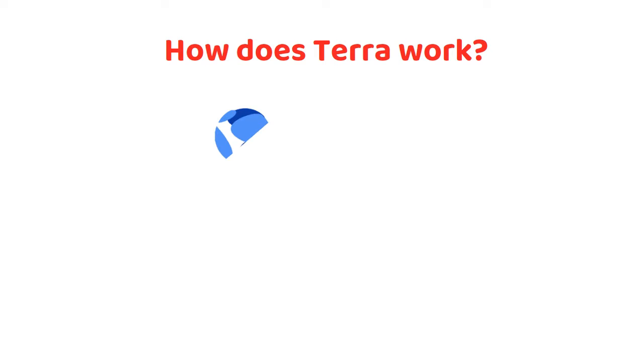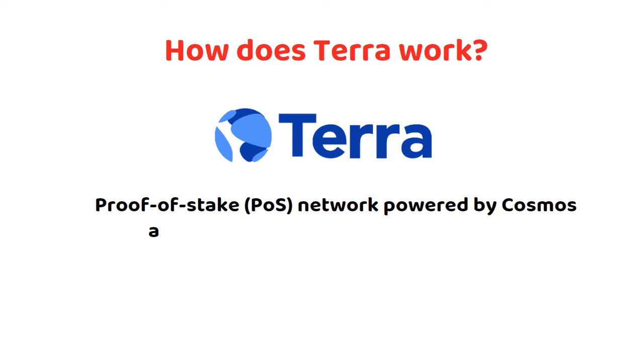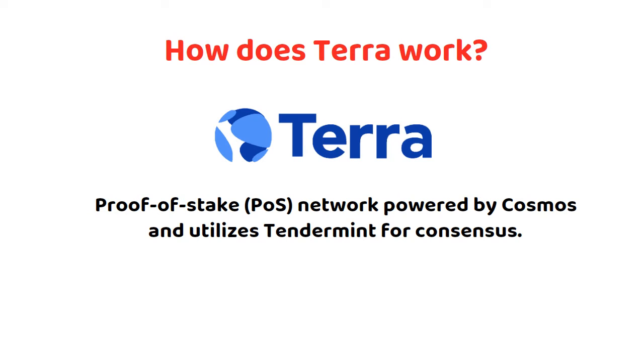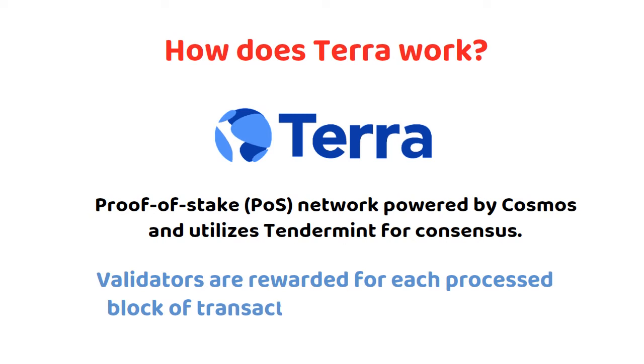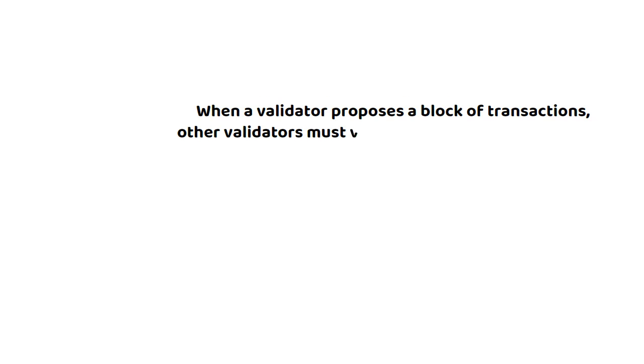Terra is a proof of stake, or POS, network powered by Cosmos and utilizes Tendermint for consensus. POS networks require validators, or users who run full nodes with the complete history of a blockchain, to process transactions. In doing so, validators are rewarded for each processed block of transactions via transaction fees. When a validator proposes a block of transactions, other validators must vote on it in a two-round process. If a block receives a positive majority vote, it commits to the blockchain and the validators earn for their efforts.